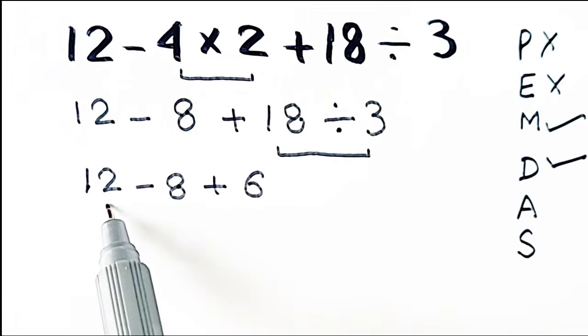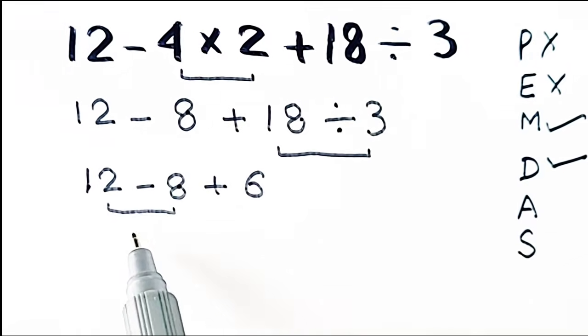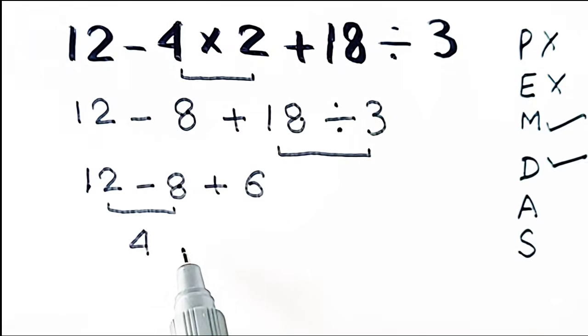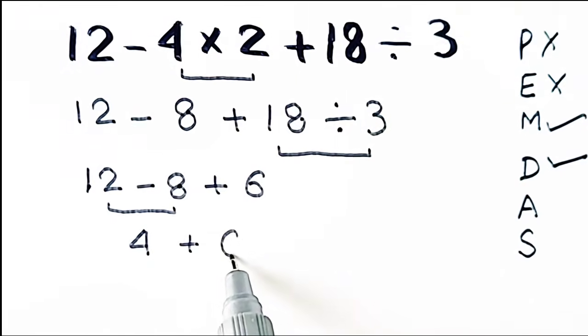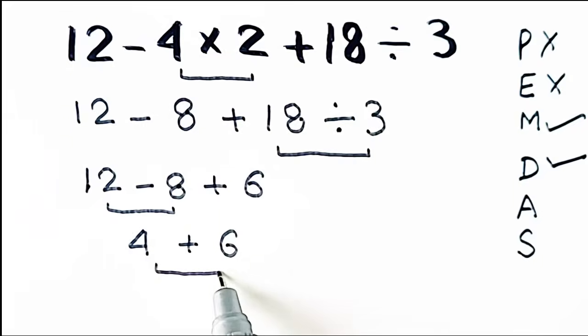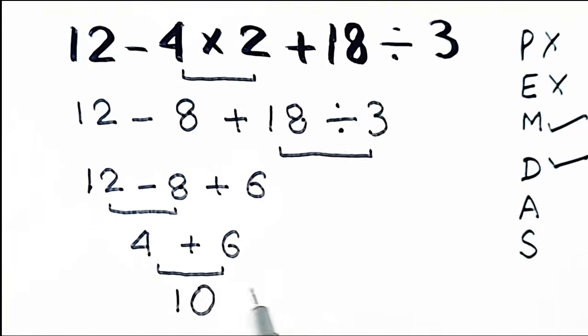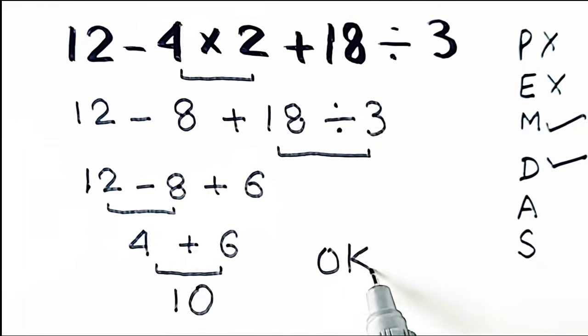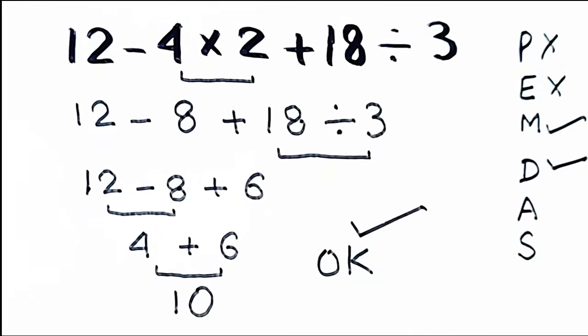By moving from left to right, we have 12 minus 8, which will give us 4, plus 6 will be as it is. And finally, we will add these two numbers to get 10, which is the correct and okay answer for this PEMDAS based activity.